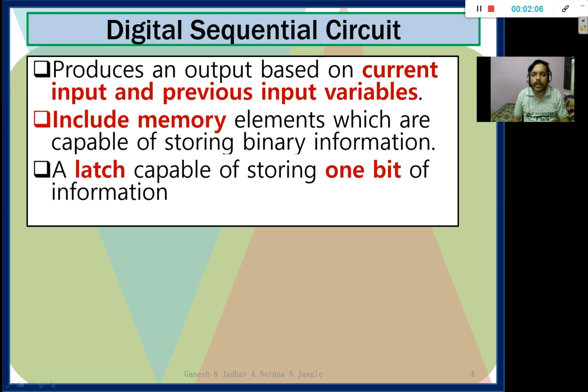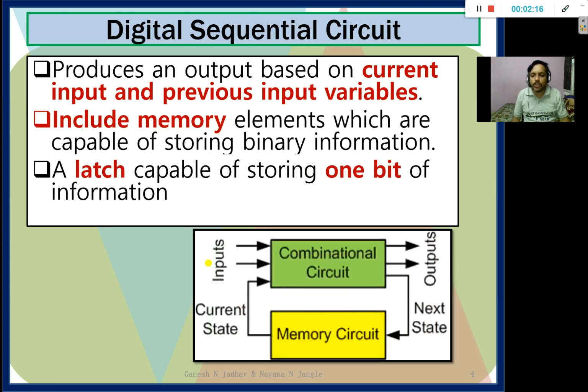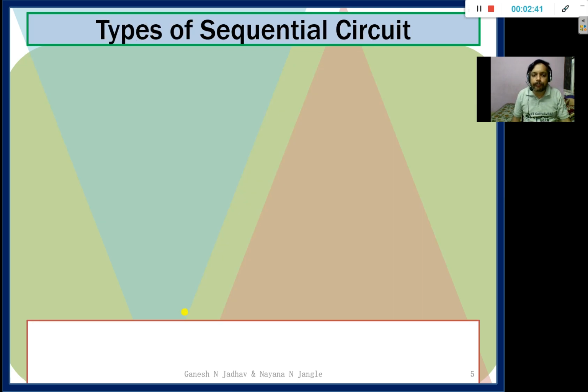A latch is capable of storing 1 bit. So we know that a latch can store 1 bit, or a flip-flop can store 1 bit. So we can use the flip-flop in the design of a sequential circuit. So see what the difference is between the combinational and sequential circuit. In a combinational circuit, when you give the inputs, you get the corresponding outputs. But in the sequential circuit, the next state is taken into the memory circuit and it is provided as feedback to the combinational circuit. So the memory element is a very essential part of the digital sequential circuit.